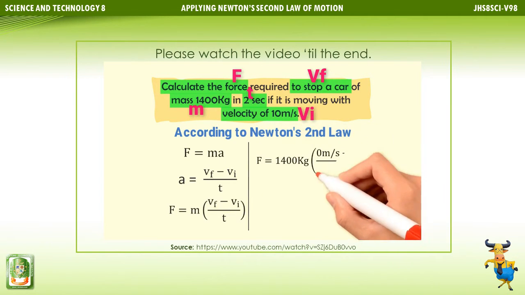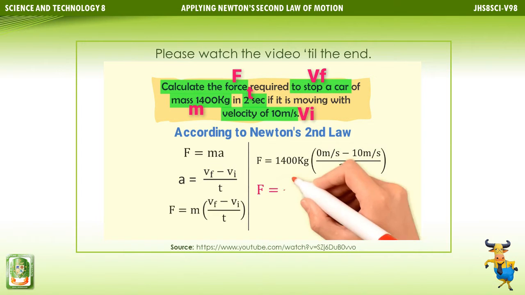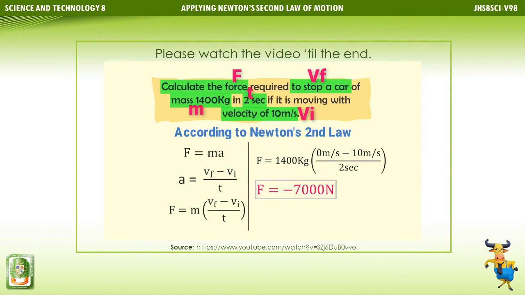Hence, plug in all these values in this equation. F is equal to mass m, which is 1400 kg, times final velocity Vf, which is 0 meter per second, minus initial velocity Vi, which is 10 meter per second, upon time, which is equal to 2 seconds. As a result, we get F is equal to minus 7000 Newton. Here, the negative sign shows that this force of 7000 Newton is a retarding force. It means this force stops the car.